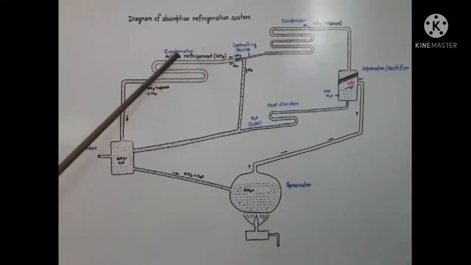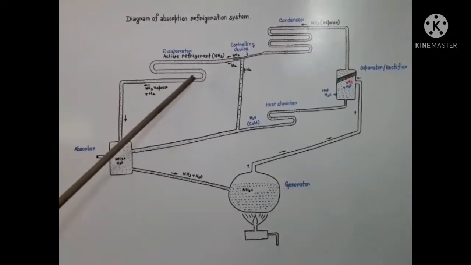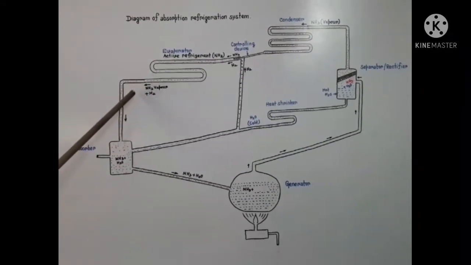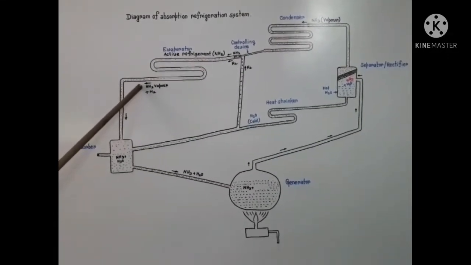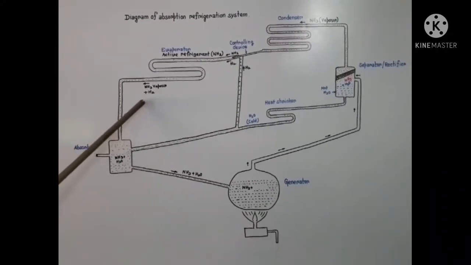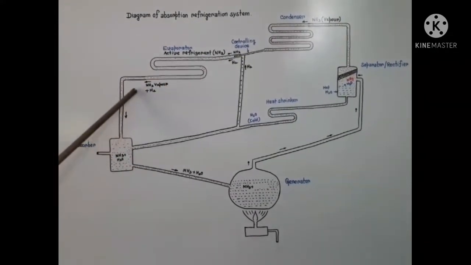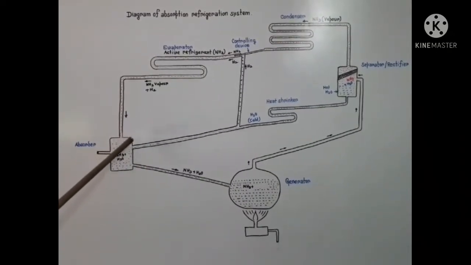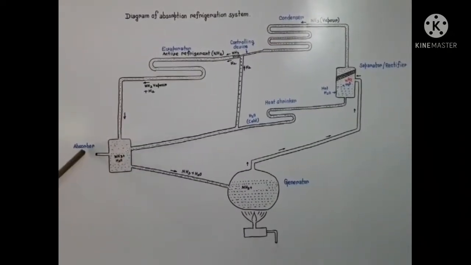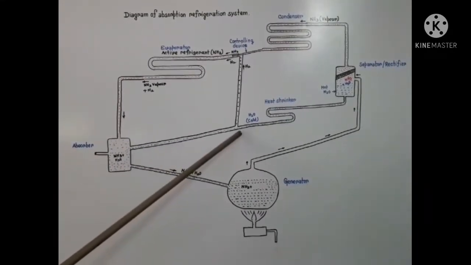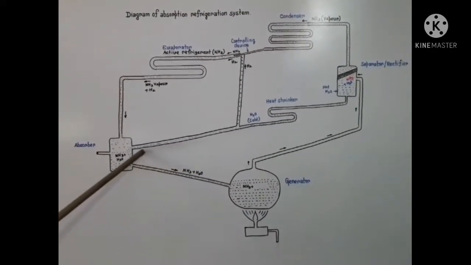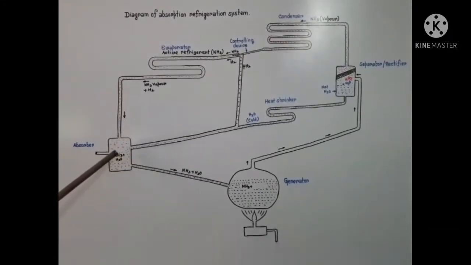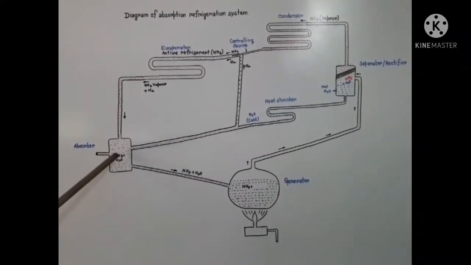So while the refrigerant comes out from the evaporator coil, at that time ammonia is changed into ammonia vapor, mixing with hydrogen, and these two refrigerants all together come into the absorber. Already normal temperature water is coming down and finally it enters into the absorber.